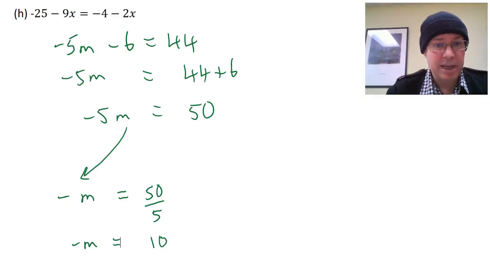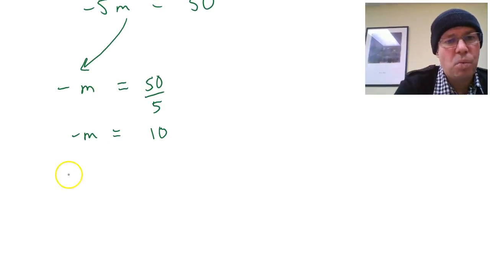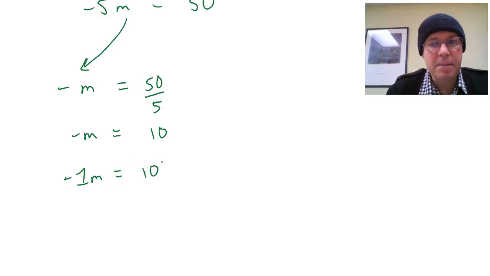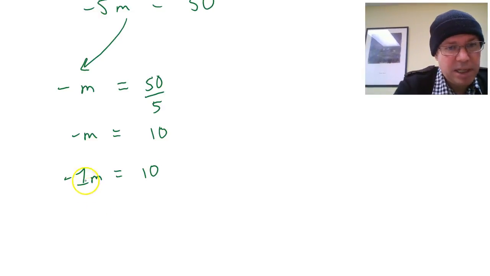So let's have a look at this. I want to get rid of the minus in front of the m. Now remember, that's actually a minus 1m. We never write the 1 there. So to get rid of that minus 1, you can either multiply both sides by minus 1 or divide both sides by minus 1. Both will work. I'll divide both sides by minus 1. Clearly minus 1 divided by minus 1 is m. And 10 divided by the negative 1 there gives me the correct answer of minus 10.